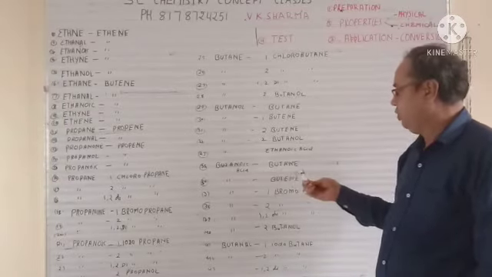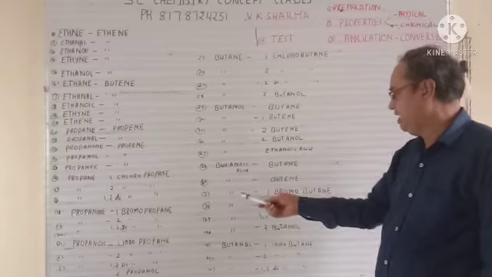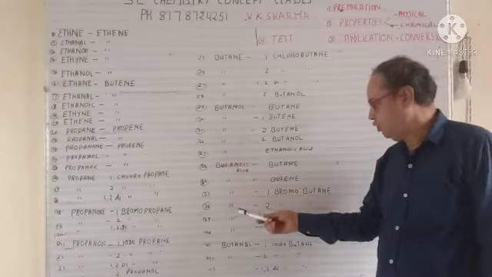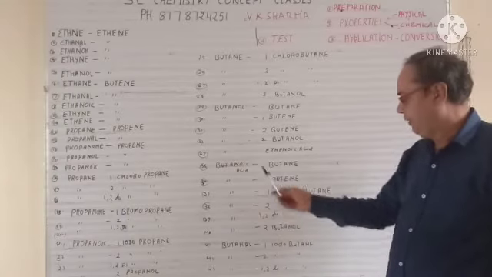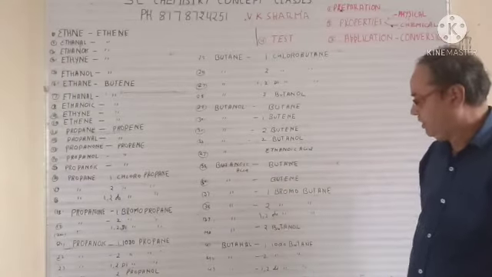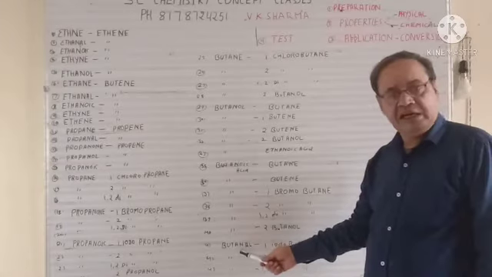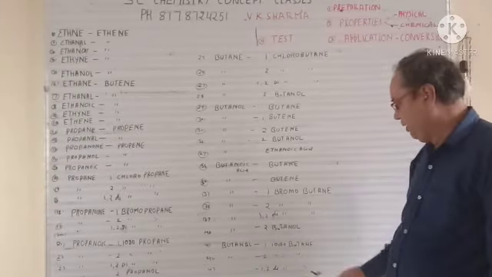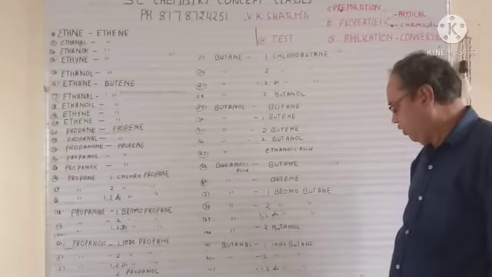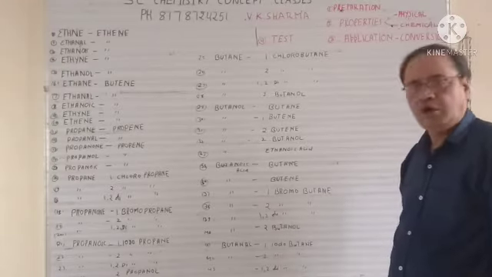Now butanoic acid to butane, butanoic acid to butene, butanoic acid to 1-bromobutane, butanoic acid to 2-bromobutane, butanoic acid to 1,2-dibromobutane, butanoic acid to 2-butanol. Same way, butanal, that is an aldehyde: butanal to 1-iodobutane, butanal to 2-iodobutane, butanal to 1,2-diiodobutane, and butanal to 2-butanol.